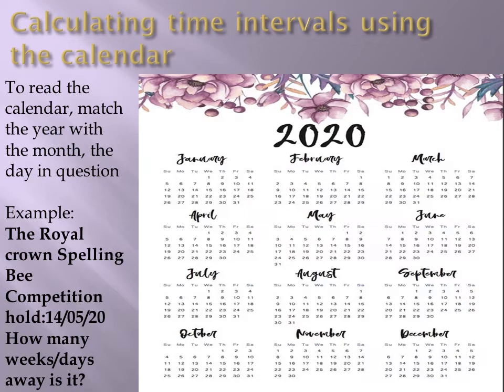Now today is the 30th of March, Monday. Let's now see how many weeks. How do we calculate the time interval? We have the 30th. Today is Monday. To know the number of weeks, what do you think we're going to do?